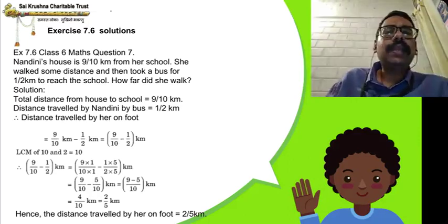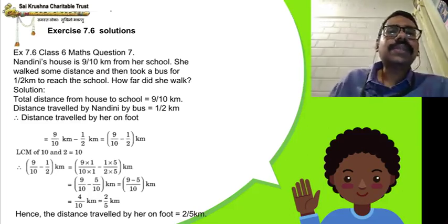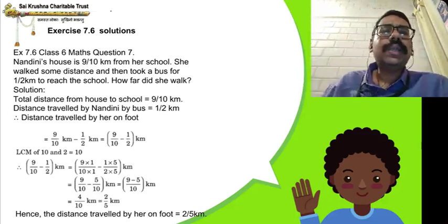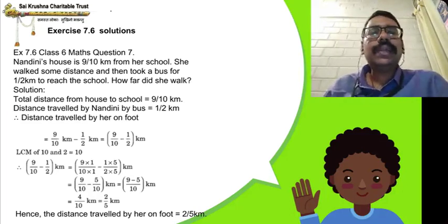LCM of 10 and 2 is what? LCM of denominator you have to find. So LCM of 10 and 2 is 10. So go to the first fraction 9 by 10. So 10 is already there in the denominator. We'll give 9 by 10 as it is, or you can multiply with 1. Well, you will get the same answer 9 by 10 only.